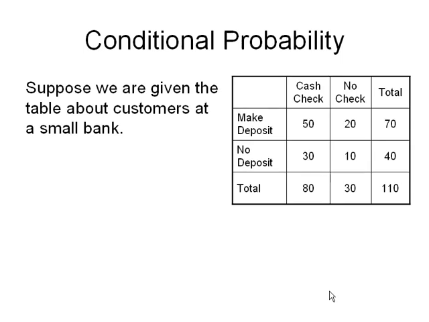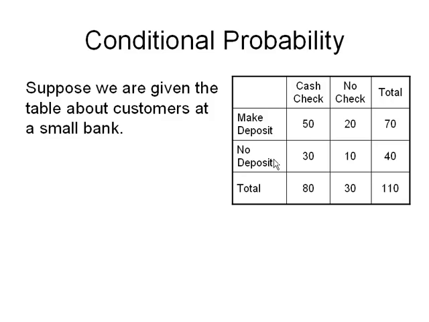Suppose we're given the table about bank customers at a small bank. In this table, we have listed across the top, cashing check, no check. These are the events that someone went up to the teller window, they either cashed a check or they didn't cash a check. We also have the events that they made a deposit or they didn't make a deposit listed in this table.